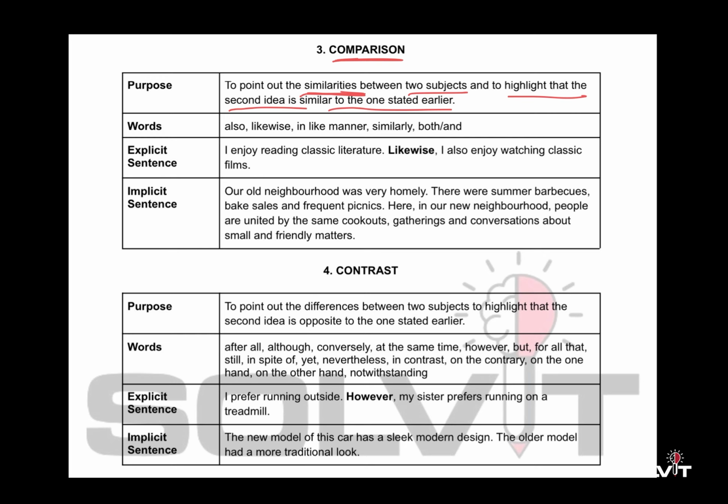So let's look at the words that we can use to identify this type of a relationship. Also, likewise, in like manner, similarly, both, and. Other phrases are equally, in the same way, in a similar fashion, just like, just as. Okay, so, or even the word like. So all of these words and phrases can be used to identify this relationship. Let's look at the first sentence. I enjoy reading classic literature. Likewise, I also enjoy watching classic films.